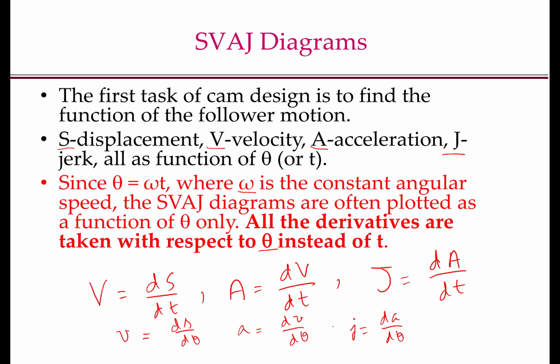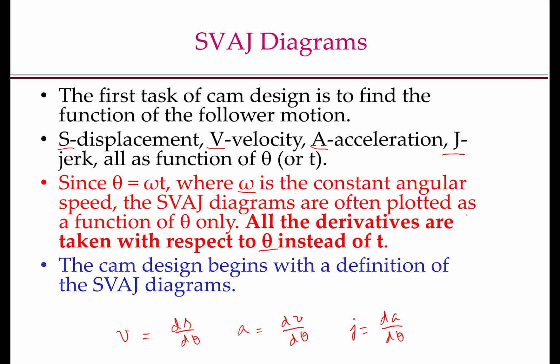So the small s, v, a, j will denote that the quantities are a function of theta. The capital S, V, A, J will denote that the quantities are a function of time. And as I stated before, the process of cam design begins with forming these SVAJ diagrams from the cam timing diagram or partial specification of follower motion.